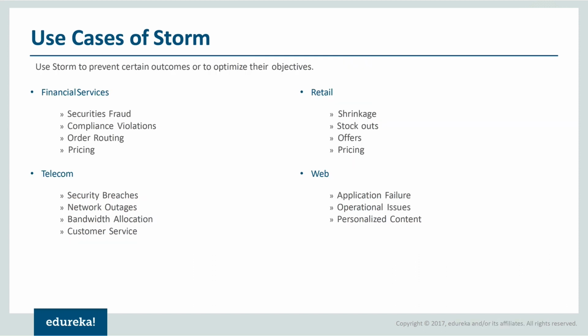We have already seen how it can be used in the financial, social, and retail world. You can use Storm to prevent certain outcomes or to optimize certain objectives. Of course, you can catch security frauds and compliance violations, and handle order routing and pricing. You can optimize your offers. You can judge the performance of a particular offer using Storm and real-time events, and if that particular offer is not doing well, just take that offer out. You can also set your pricing according to the pricing of your competitors. Suppose you are getting the price events of your competitor websites from some stream. You just need to parse that, and set the price of your product according to those prices. Of course, you can have all sorts of functionalities that you see here. You can go through them one by one. I'm pretty sure they make sense from the outset.